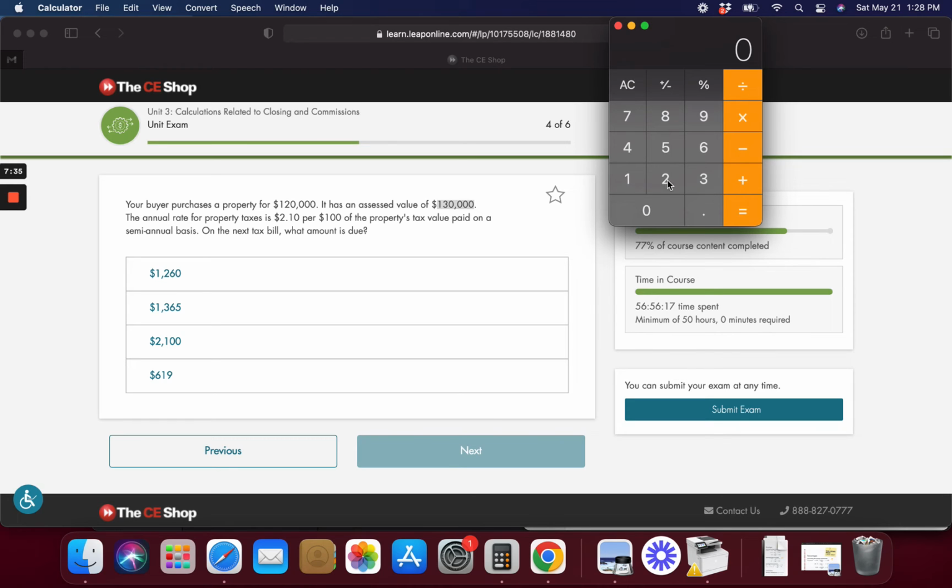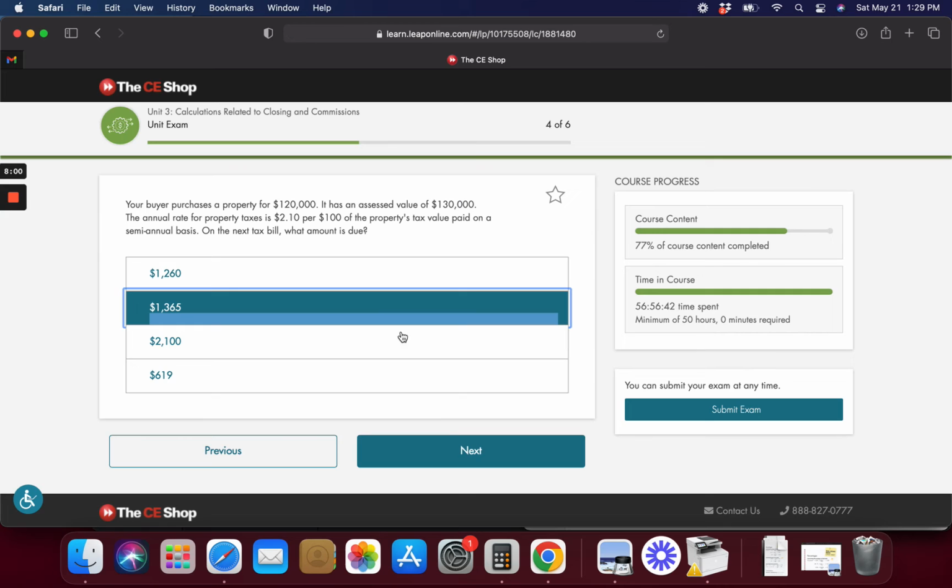All right, let's try it again. 130 times 2.10% is 2730, divided by 2 because this is a semi-annual payment. I want to say 1365.